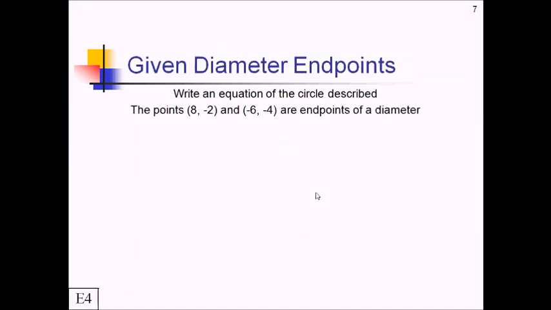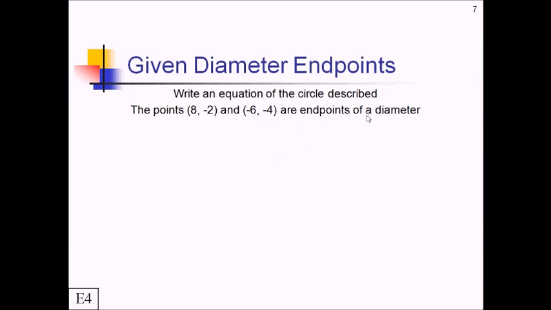We're going to do one more example here. Let's say we have the points 8, negative 2 and negative 6, negative 4 as the endpoints of a diameter. Pause the video and see if you can think about what to do with these points. All right, so remember, for writing the equation of a circle, we always need the center and the radius. They did not give us the center on this one.